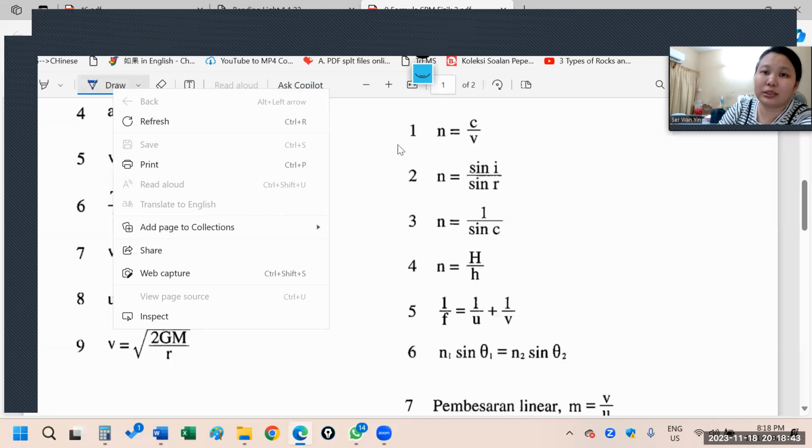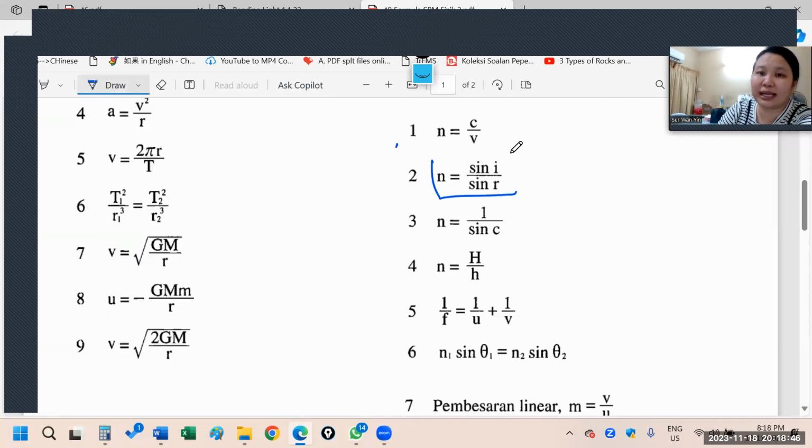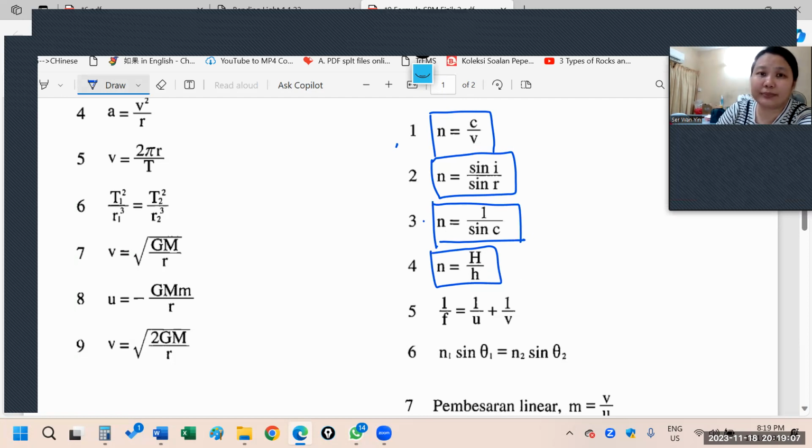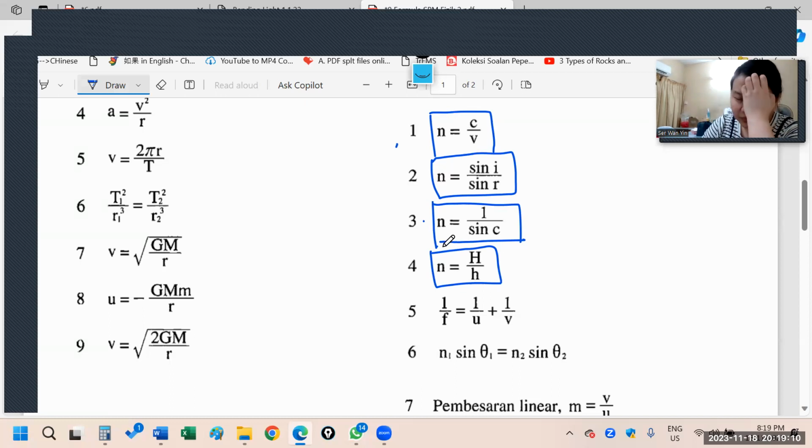Okay, n equals sine i over sine r. Or we see n equals c over v. N equals 1 over sine c, this one later. And n equals real h over apparent h. Okay. And then here we got one more, number 6: n1 sine theta 1 equals n2 sine theta 2. Okay, what's the difference among them?